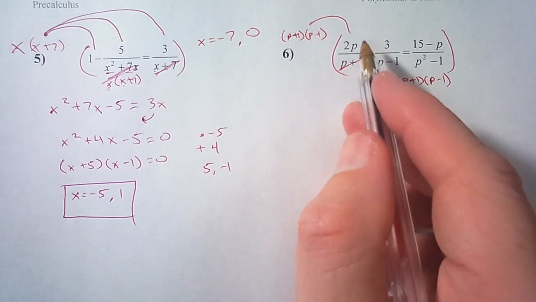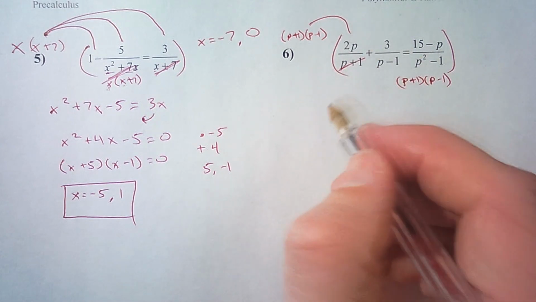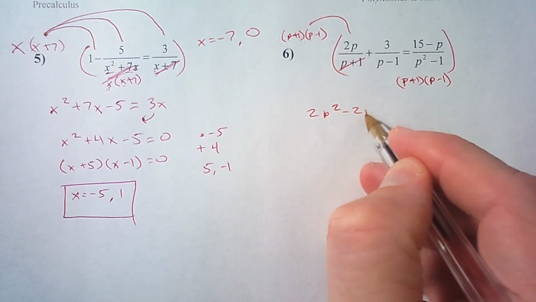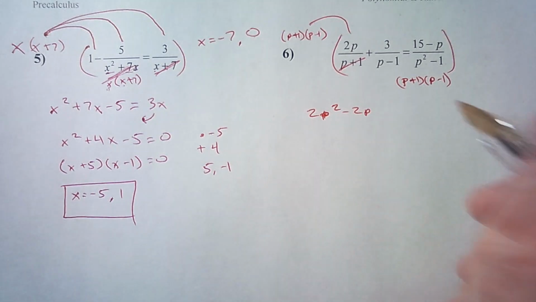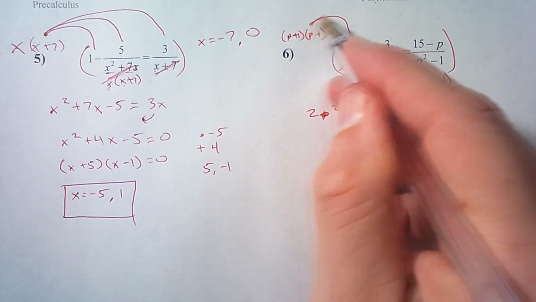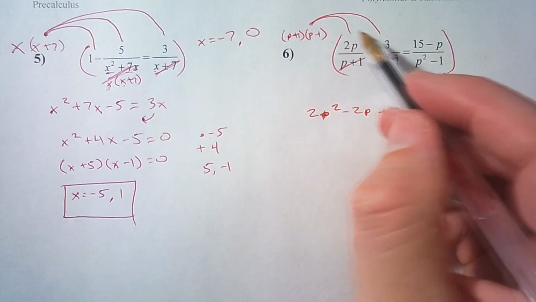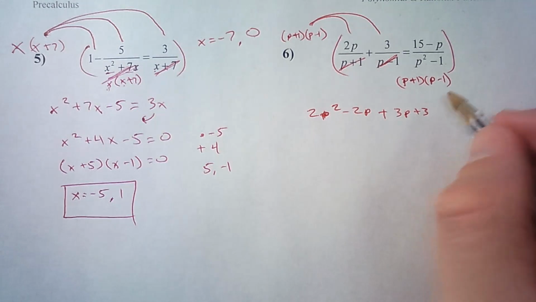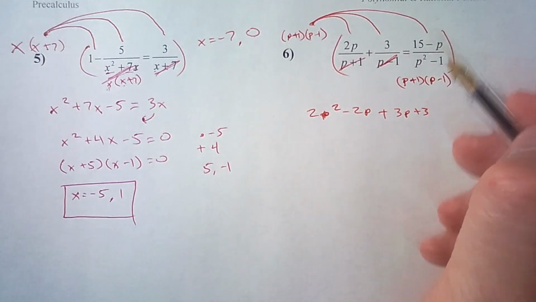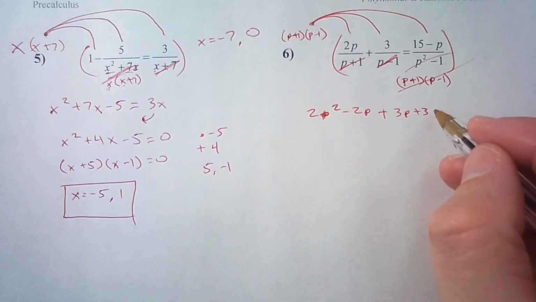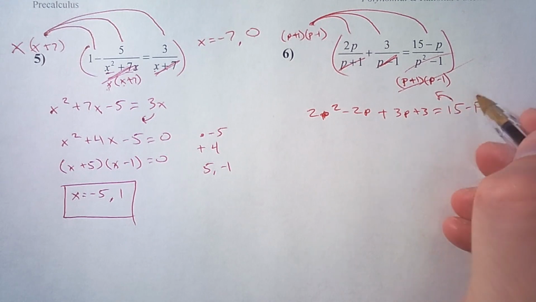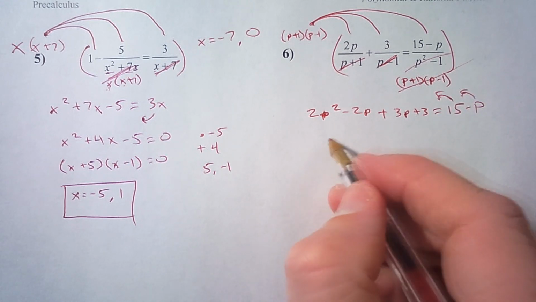So p plus 1 cancels here, so I have 2p times p minus 1, which is 2p squared minus 2p. Then here, p minus 1 cancels, so I have 3 times p plus 1, which is 3p plus 3. And here, p plus 1 and p minus 1 cancel, so I have 15 minus p and nothing to multiply it by. So let's move everything to the left and simplify.